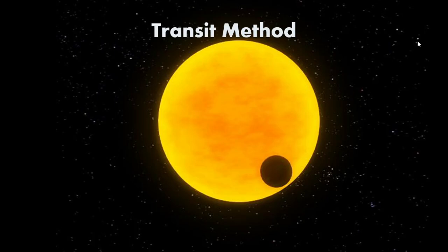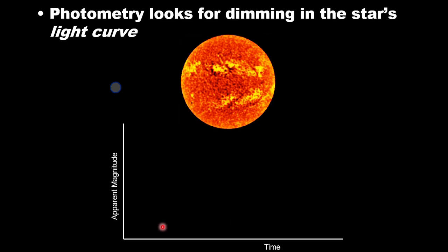The second major method of searching for exoplanets is called the transit method. A transit is a passing across. And in this method, astronomers rely on photometry. Remember, metry is measurement, photo is light. So this is the measurement of the amount of light that comes from a star. And it produces what's called a light curve.